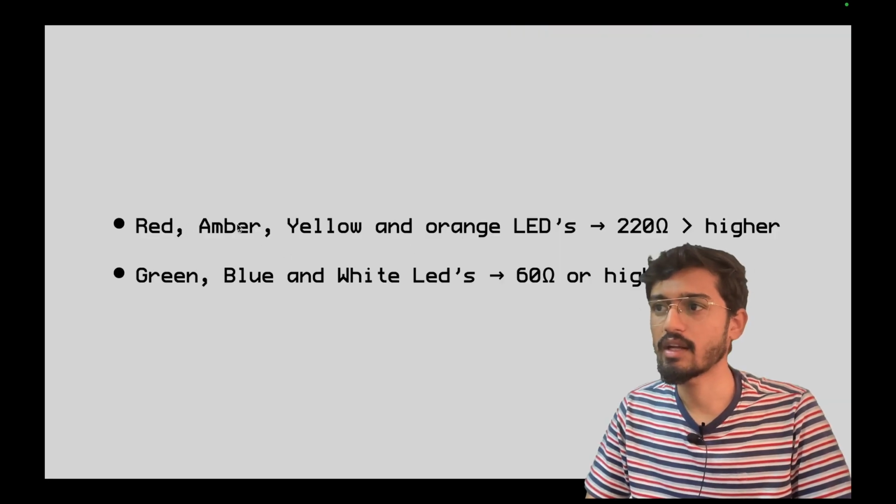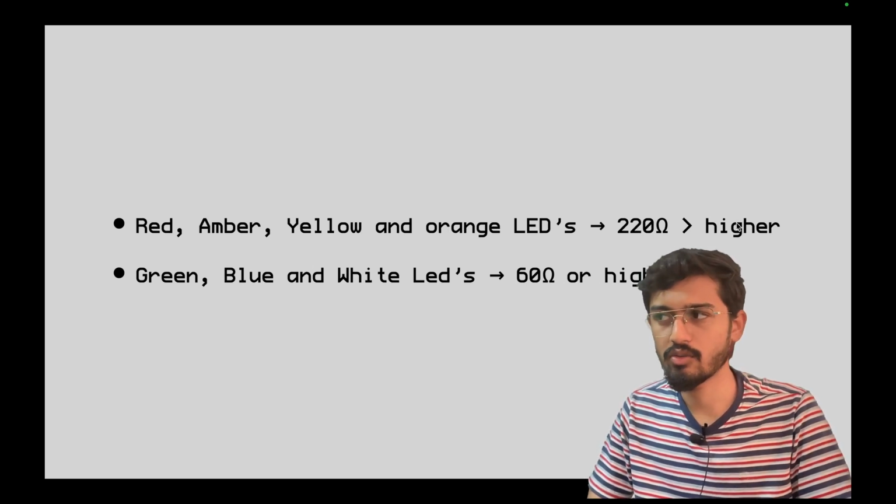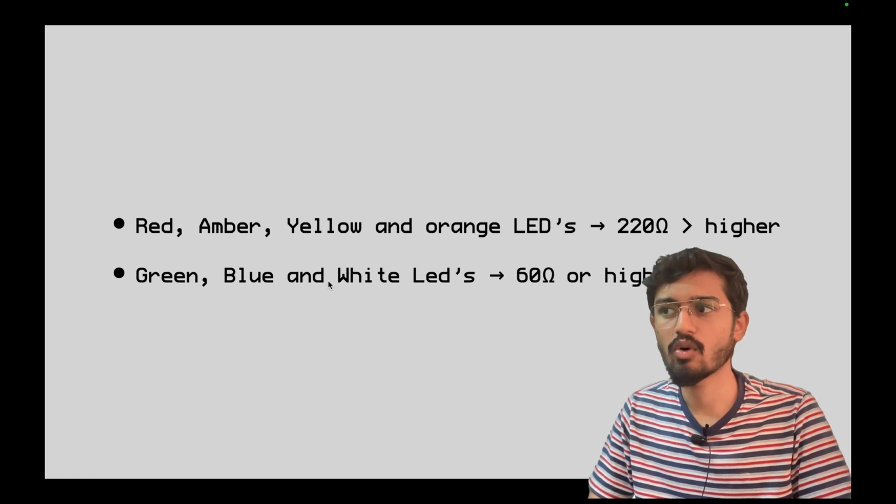So if you have a red, amber, yellow or orange LED, you can go ahead with 220 ohms or higher value. And if you have a green, blue or white LED, then you can go with 60 ohms or higher. There's a lot to be covered, so let's begin.